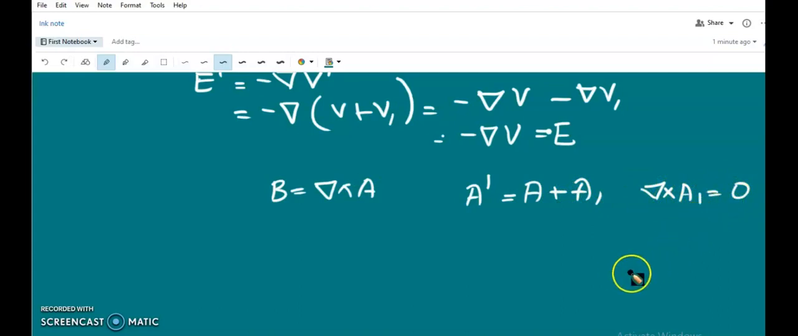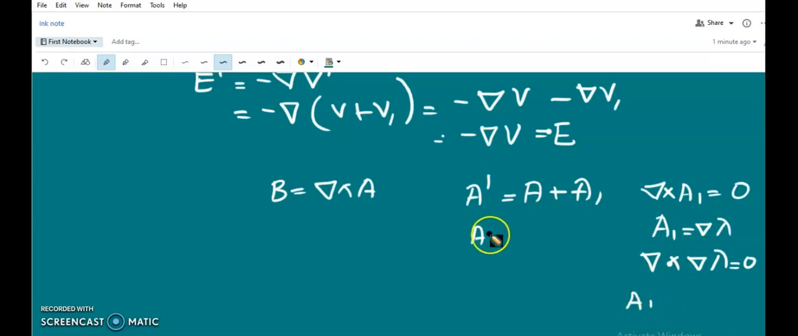Del cross A1 0 ആണെങ്കിൽ, A1 നമുക്കറിയാം, ഒരു ക്വാണ്ടിറ്റിയുടെ കേൾ 0 ആണെങ്കിൽ അതിനെ ഗ്രേഡിയന്റ് ഓഫ് സം സ്കേലാർ ആയിട്ട് എഴുതാം. കാരണം ഡെൽ ക്രോസ് ഡെൽ എന്ന് പറയുന്നത് എപ്പോഴും 0 ആണ്, ഓക്കെ, ക്രോസ് പ്രൊഡക്റ്റ്. Del cross del is always 0. So here lambda is a scalar. So A1, gradient of lambda I choose here. Different scalar functions lambda is available. So A1 is gradient of lambda. Okay. So A prime is A plus gradient of lambda.